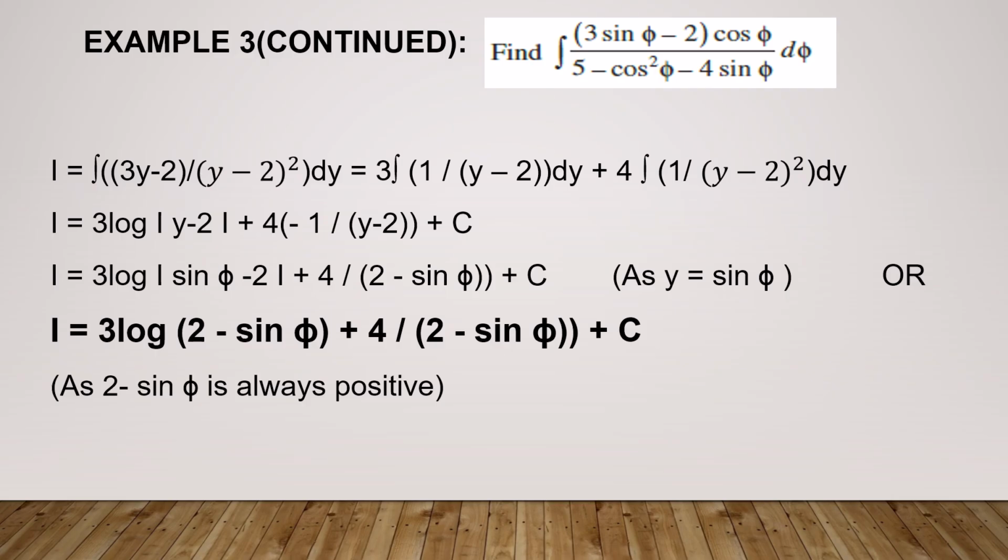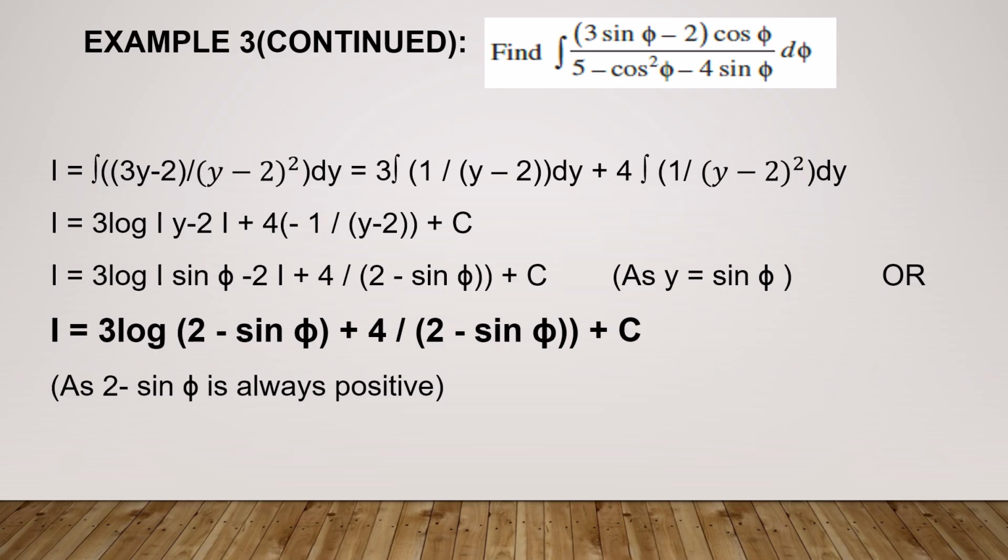So now what we have is our final answer. You replace the value of your y. Now what is done over here is, instead of y minus 2, I have taken 2 minus y. So the minus sign gets outside, and minus minus will become plus. So your final answer is I is equal to 3 log mod of sine phi minus 2, where y we have kept back as sine phi, plus 4 upon 2 minus sine phi plus c.